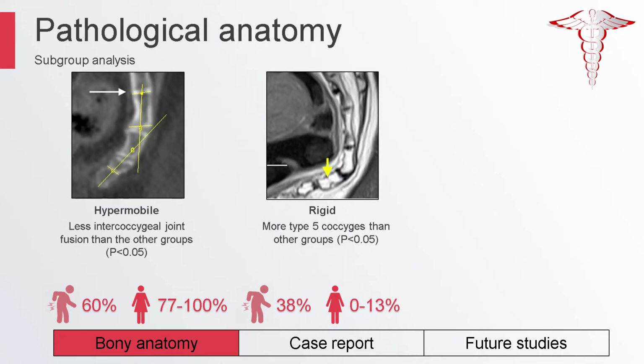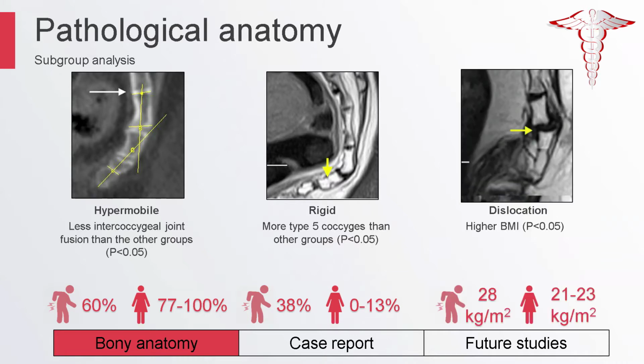Rigid coccyges, there were more pseudospurs in rigid coccyges, and they were straighter. And the patients tended to have lower BMI in this group. In fact, it's not uncommon for someone who's lost a lot of weight to come in with coccyx pain, either from surgery or diet. And usually you'd be thinking of spurs in this scenario. And when it comes to the dislocation group, we found that patients tended to have higher BMI.